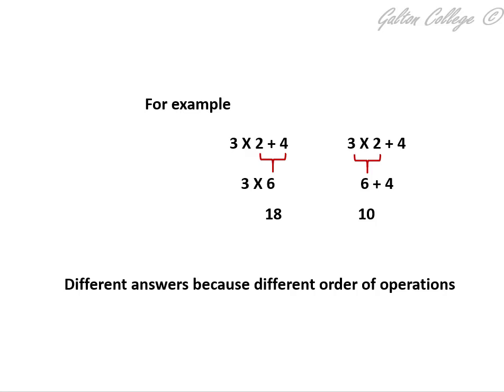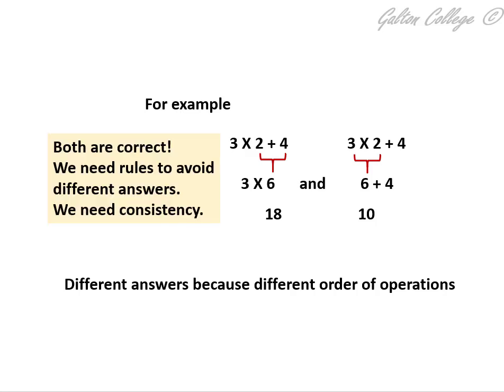On the left hand side we started by adding 2 plus 4. On the right hand side we started by multiplying 3 by 2 and then adding the 4. So we need to have agreed rules. So both of these are correct in a way. That's the irony of it. But we need to have consistency between all of us. We need to agree which is the right way to go about this. And to have consistency means we'll all get the same answer. Otherwise, we're all going to get different answers, as you can see.